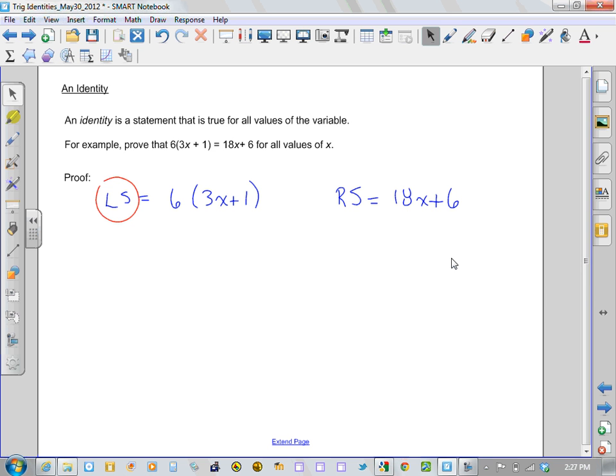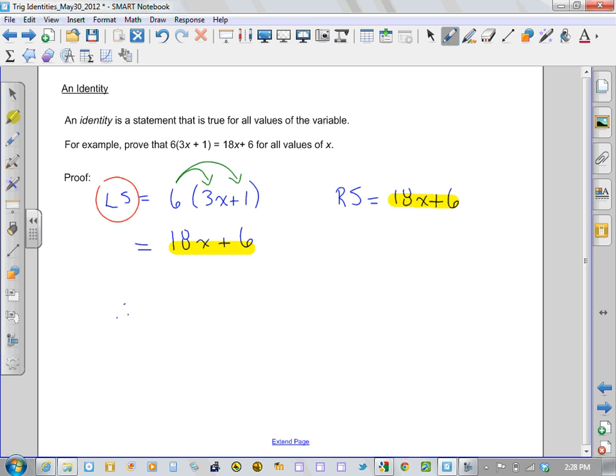If we go ahead and we expand by multiplying the 6 over both terms, we'll end up with an expansion of 18x plus 6. The nice thing about the answer that we've obtained is that it is identical for both left and right hand sides. So because of that truth, we can then make a claim that this statement is an identity, that it is true for all values of x.